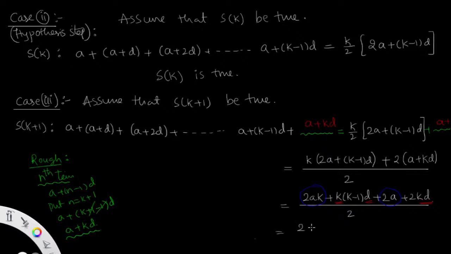So 2A in these terms you can treat as common, as this total term, that is K plus 1. And similarly KD is common in this, K minus 1 plus 2. Remaining terms you have to write. K minus 1 plus 2, in these total terms KD is common. Okay, then go to divided by 2.